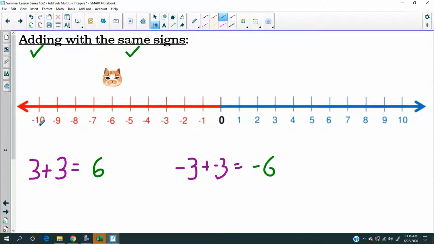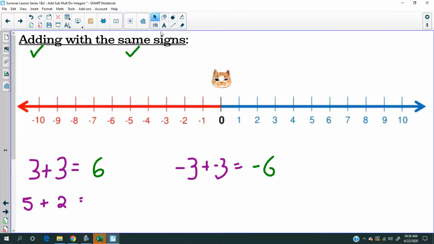Okay, actually, you know, let me see if you can practice one on your own. So let me give you this. If I have 5 plus 2, right? Where would that end up? Yeah, it will be 7, right? I mean, you don't need a number line and a cat, right, to figure that out. You would know that. However, what is negative 5 plus negative 2 then? Yeah, it's negative 7, right?